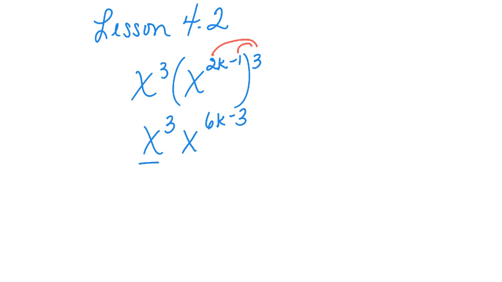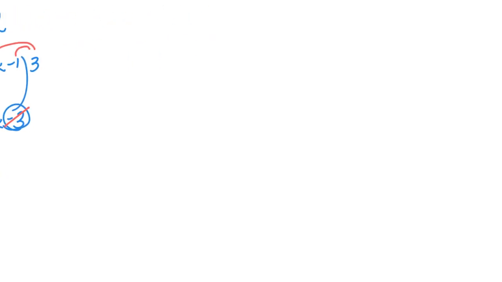And now when I multiply, I add like terms. Well, a 3 and a negative 3 are just going to cancel out. So the answer to this is x to the 6k. But what I'm finding is my students are really struggling with questions that are equivalent.